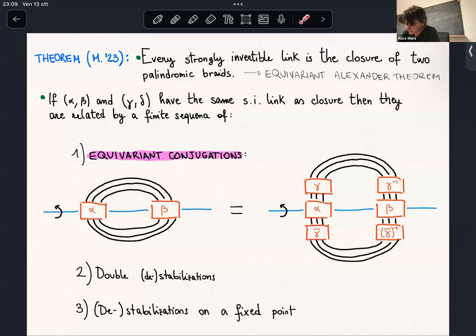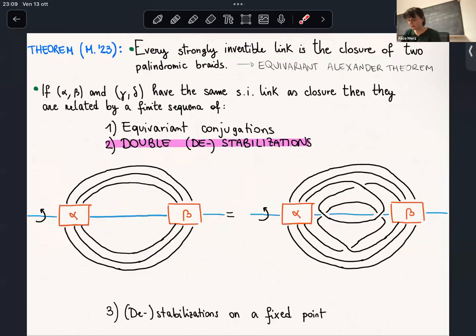Gamma bar is just the reverse of gamma, the braid I obtained by flipping gamma by 180 degrees. And the same I have to do here with gamma inverse. Hence, these braids are still palindromic, and what I obtain is still a strongly invertible link, and is actually the same strongly invertible link. The second operation is called double stabilization, and the inverse double destabilization, and it's just obtained by adding two curves like this, that have to be symmetric. So they have to be sent one to the other when I rotate 180 degrees.